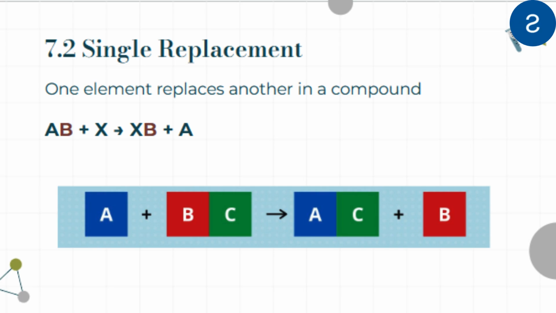Each time there are two reactants and two products. One is a compound and one is an element. In the products, the new compound forms and results in one of the elements in the old compound being isolated.